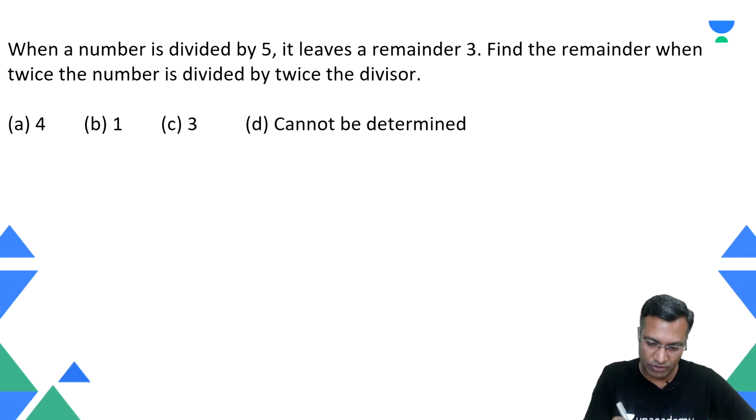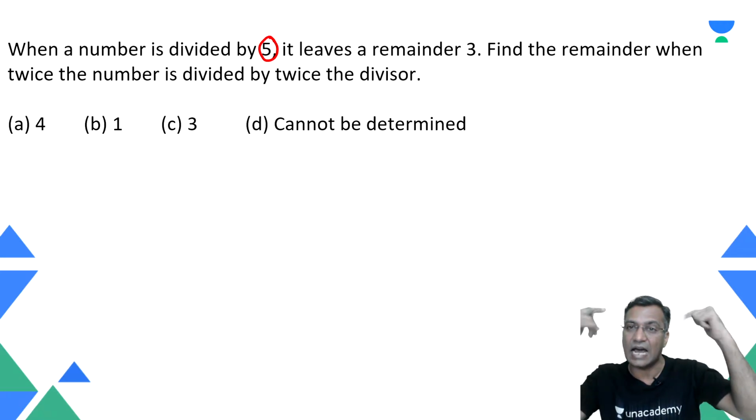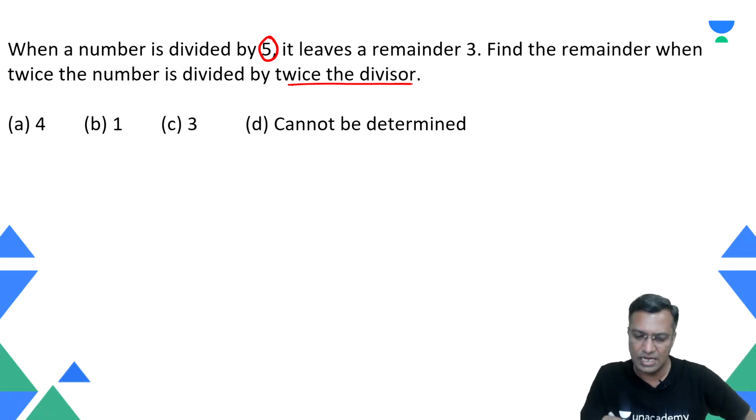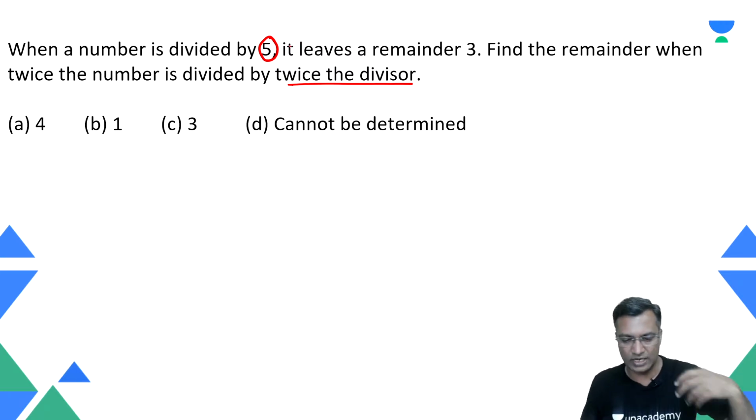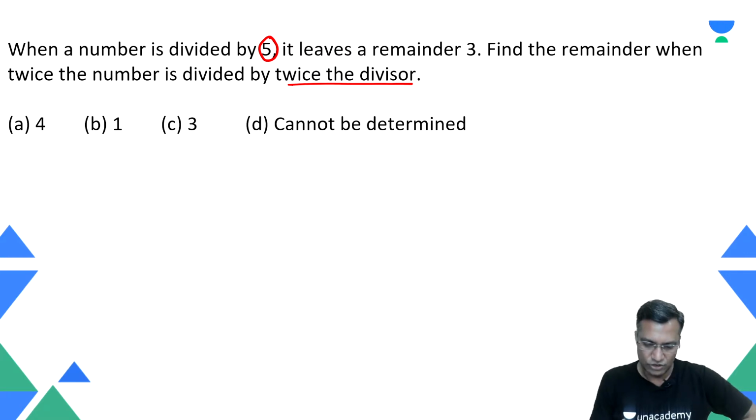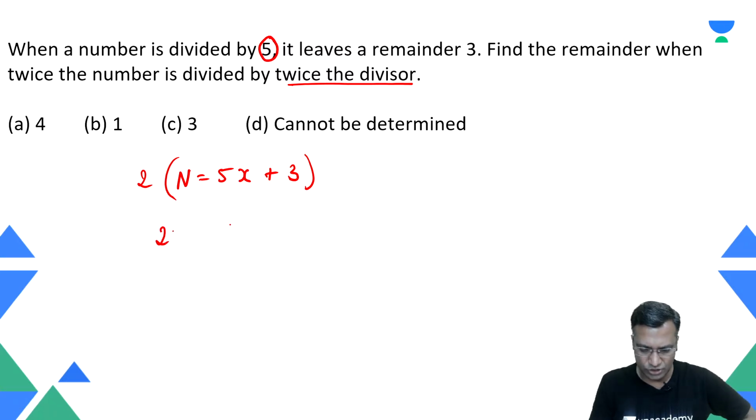In the sense, whatever was your earlier divisor, twice that earlier divisor. Twice the divisor is twice the earlier divisor. So how does this look mathematically? Number is equal to 5x plus 3. What is the author trying to say? He's saying, why don't you double this? Good. I will double this: 2 times the number.